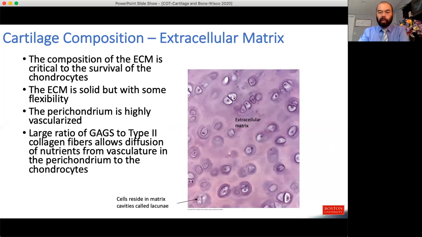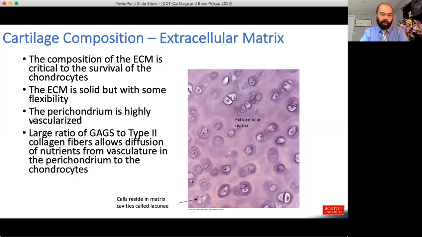So let's talk a little bit more now about the extracellular matrix composition. Here you can see how it's stained purple. I like this slide a lot because it shows the really darker purple territorial matrix and the less darkly staining purple interterritorial matrix. It has a large ratio of glycosaminoglycans, the type 2 collagen fibers, which is what is soaking up the water, and I've referred to that before.